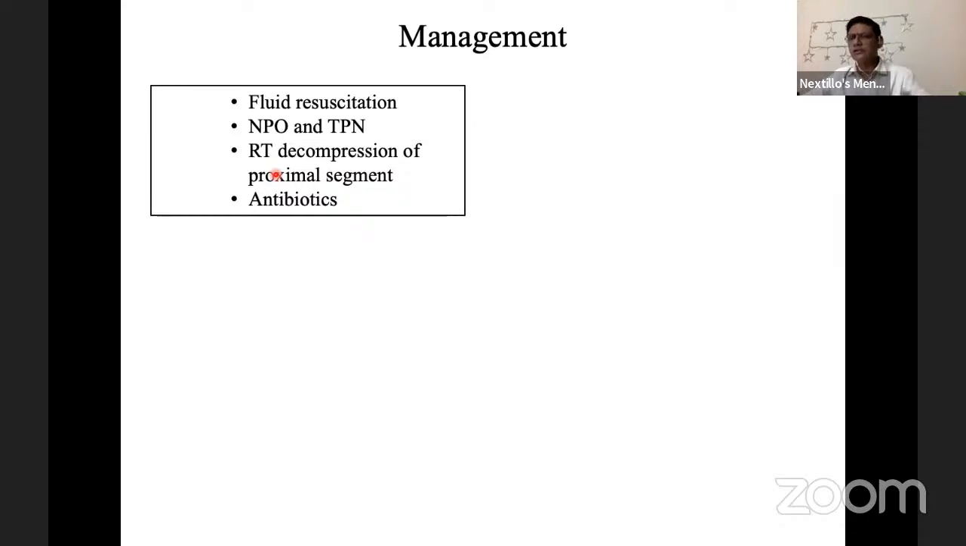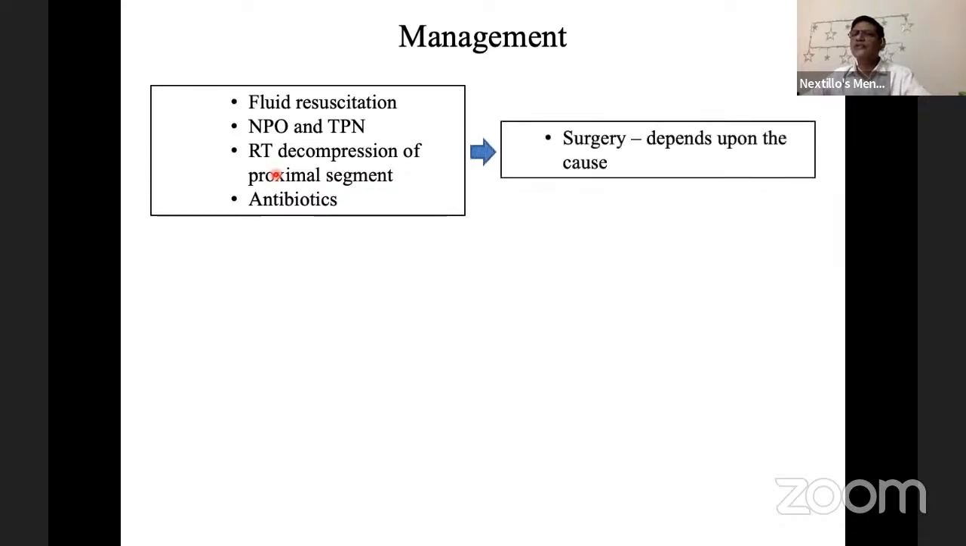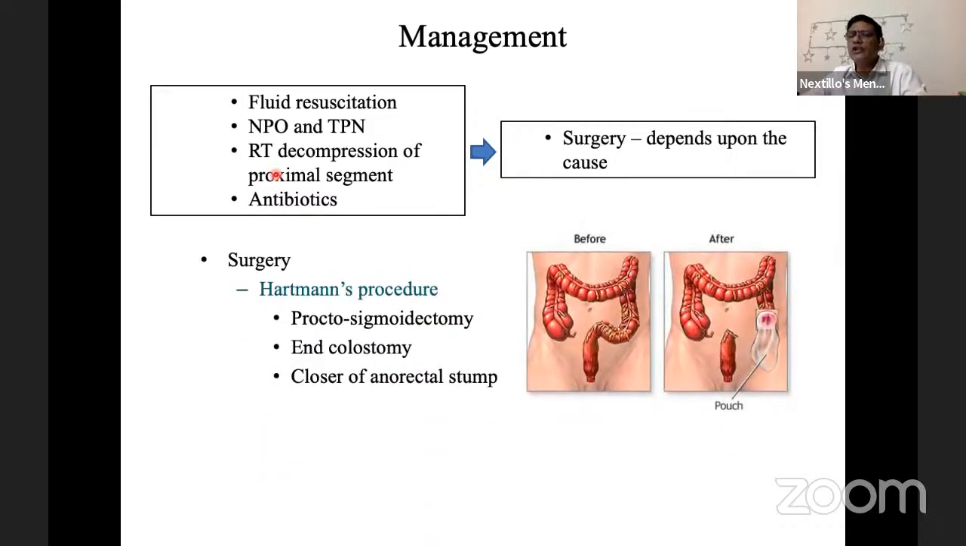The surgery, once again, is going to be basically dependent upon what exactly was the cause of the obstruction. There are a number of scenarios, but commonly it is the cancer which causes this. Common surgeries are used for cancers of the sigmoid colon. We may perform a Hartmann procedure for the sigmoid colon tumor, where you can see in this picture, this sigmoid part of the colon is removed.